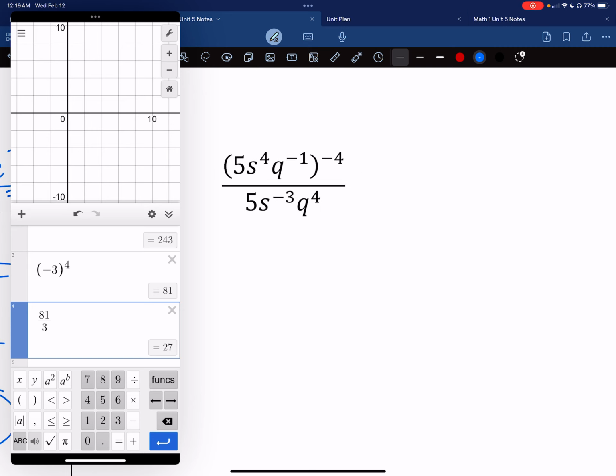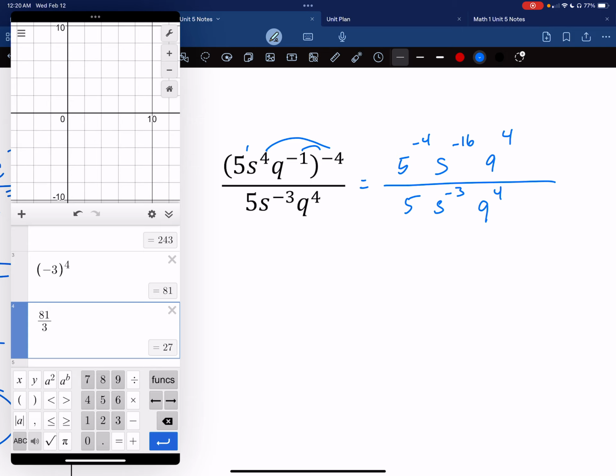Okay, so last one. Again, I like to work outside in. So we have a 1 here. So we're going to have 5 to the negative fourth power. We have s to the 4 times negative 4 is going to be negative 16. And then we'll have q to the positive 4, because negative 1 times negative 4 is positive 4. On bottom, we're going to have 5 s to the negative 3, q to the 4th. Okay.